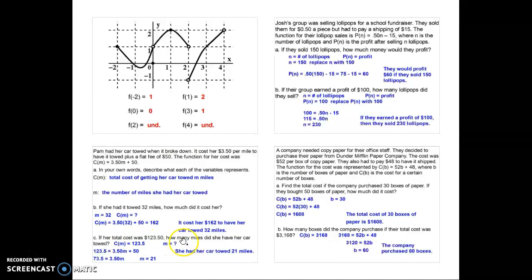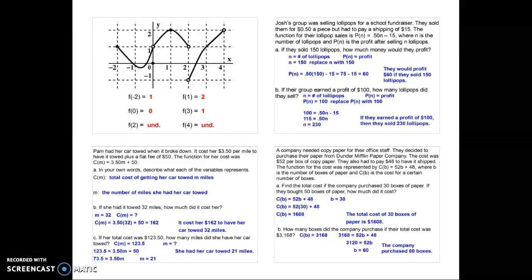Now part C is very similar, but now we know that her total cost was $123.50. We want to now figure out, how many miles did her car have to be towed? So I know my total cost, I know my C of M equals 123.5. What I'm solving for is the number of miles. So again, I use that same initial function that was given to you. C of M is 123.5 equals 3.50M plus 50. Again, this is now a two-step equation. Start by subtracting 50 to the other side, you get 73.5. Now you have to divide both sides by 3.5. So that's going to give you an answer of M equals 21.